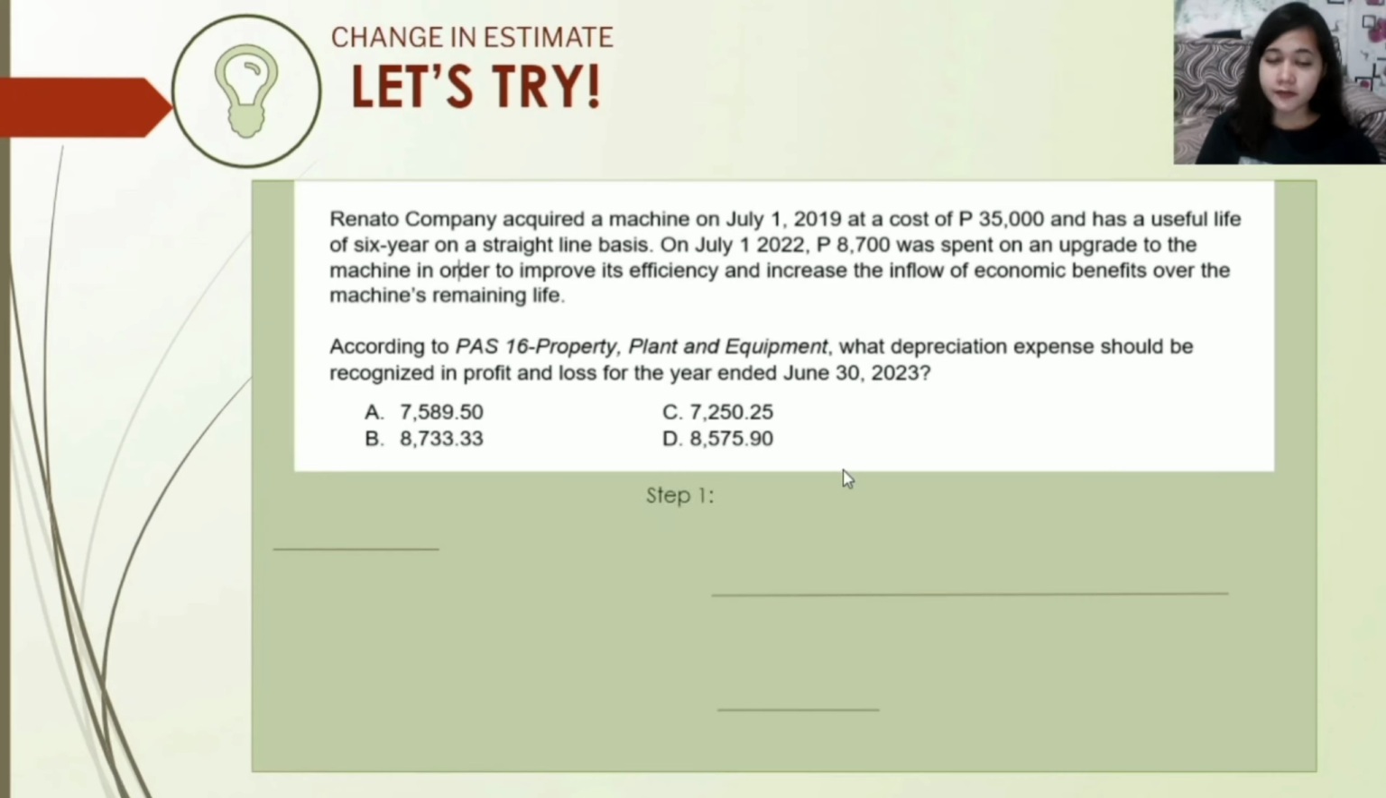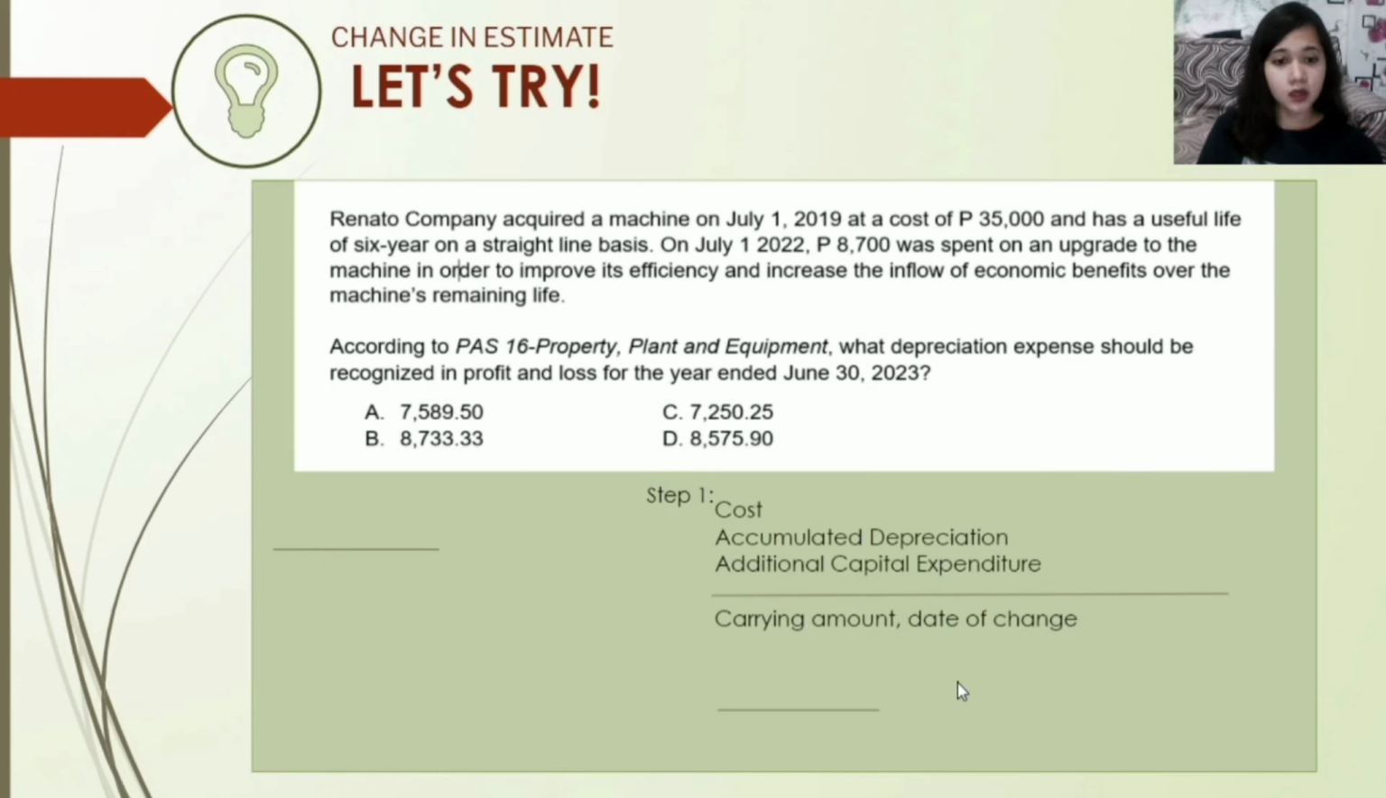So, step 1, find the new carrying amount at the date of change. So, the original cost and the accumulated depreciation. First we find the original depreciation before the capital expenditure was added. So, 35,000 cost less residual value. There is no residual value, over 6 years, the useful life. By that, we get the original depreciation before the additional capital expenditure, which is 5,833.33. Then we multiply it by 3, because from 2019 to 2022, 3 years have passed before the additional expenditure. So, by that, we get the accumulated depreciation, which is 17,500.